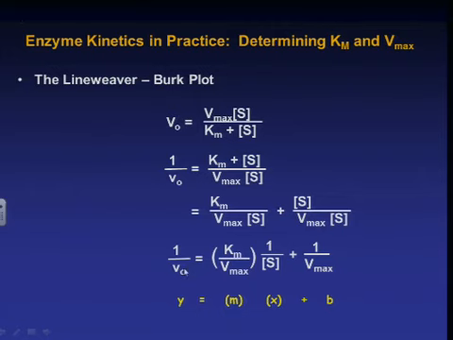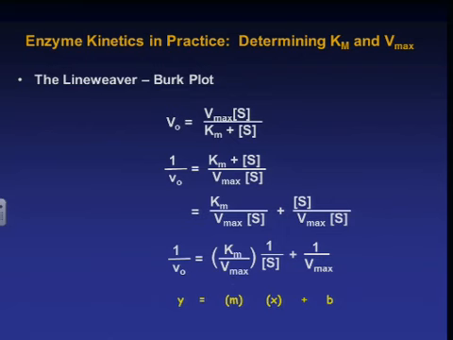1 over velocity is now going to be Km over Vmax times 1 over S plus, the substrate concentrations there cancel, and we get 1 over Vmax. So this has the form y equals mx plus b, where you are plotting y versus x, and m is telling you what? The slope of the line.